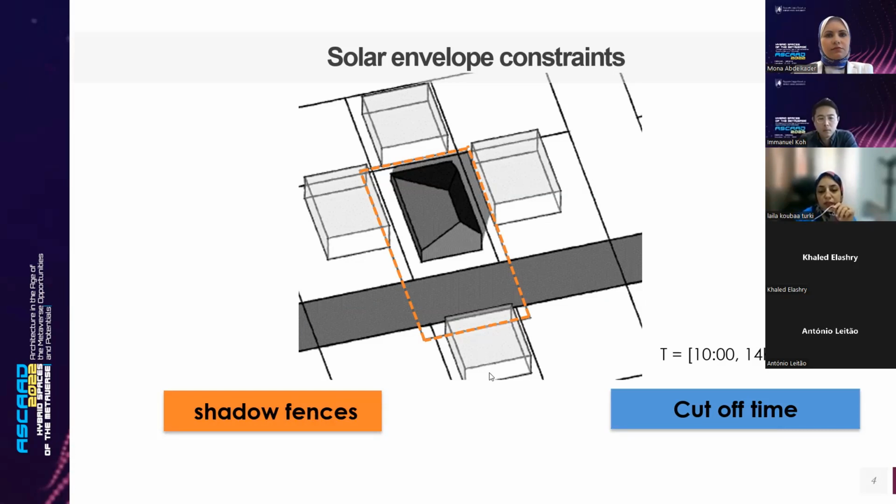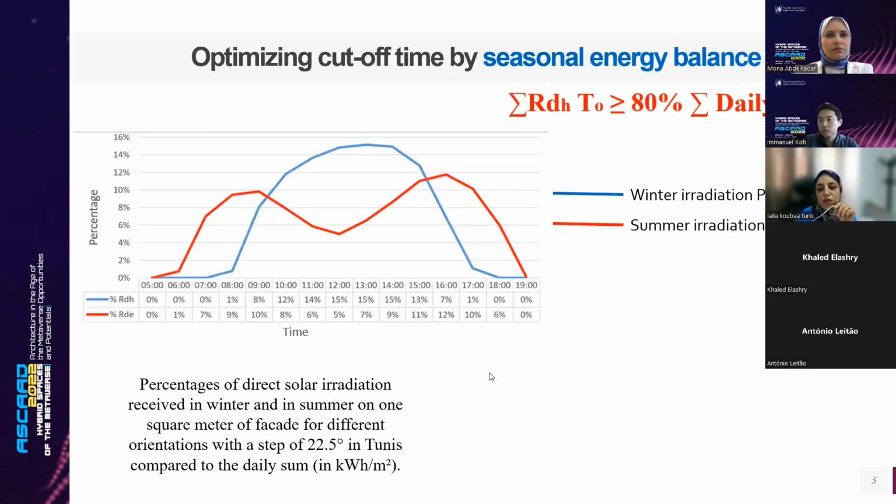Most cut-off time determination studies focus on desirable solar access in winter. However, this period corresponds to the overheating hours in summer. Hence, the question: what will be the optimal solar access period in winter and summer, and not only during the winter period? We propose in this research to maximize the direct solar radiation received in winter and to minimize the direct solar radiation received in summer.